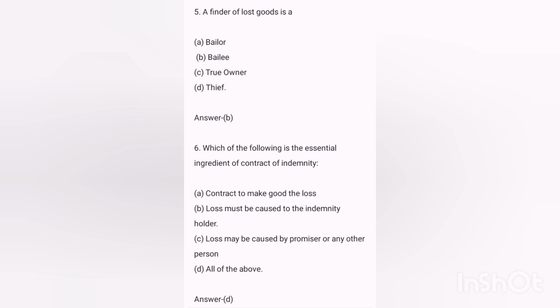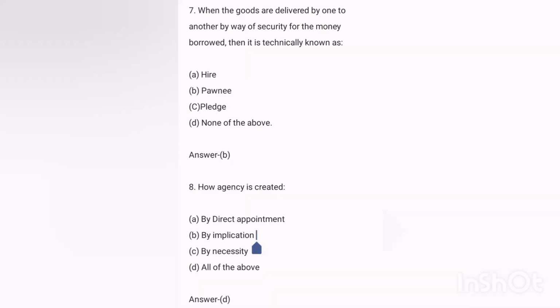Next, a finder of lost goods is a bailee. Next, which of the following is an essential ingredient of the contract of alimentary? Answer was D, all of the above. Next: when the goods are delivered by one to another by way of security for the money borrowed, then it is technically known as pledge. Next, how is agency created? Answer was D, all of the above.